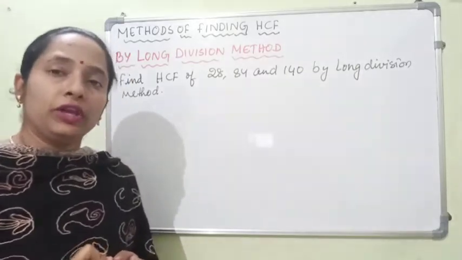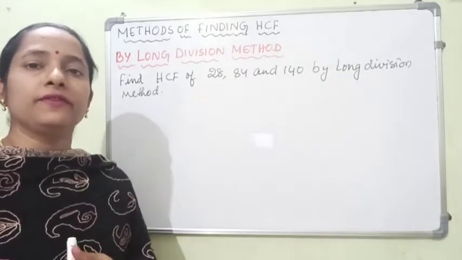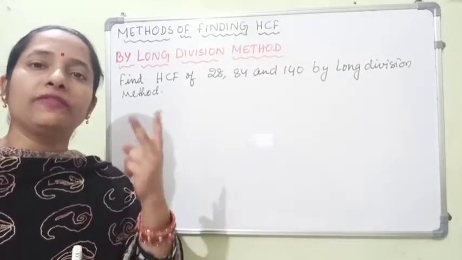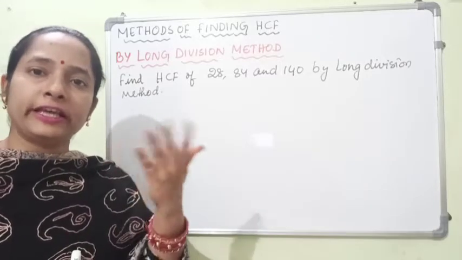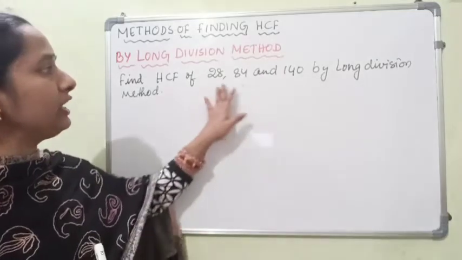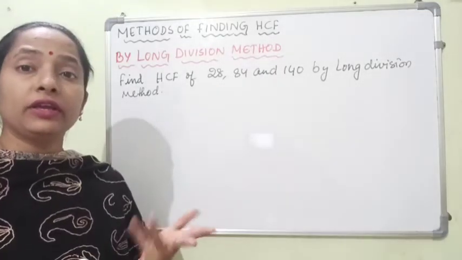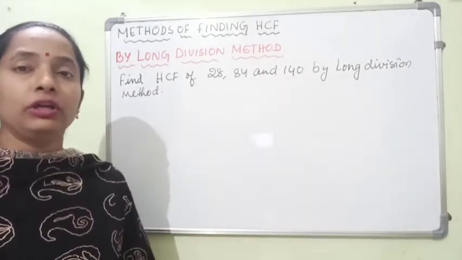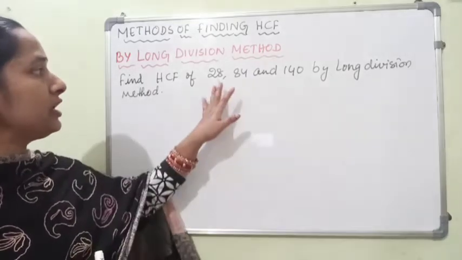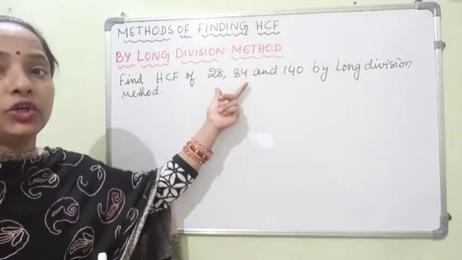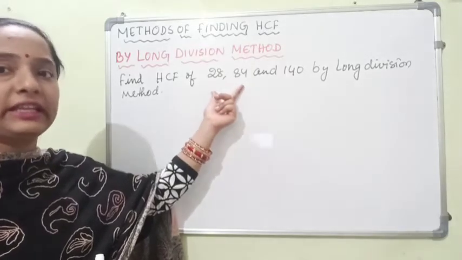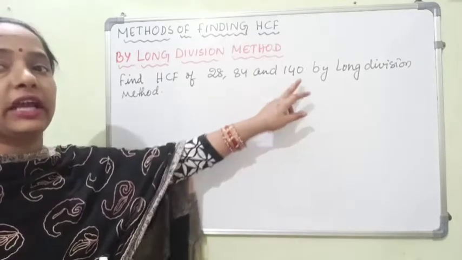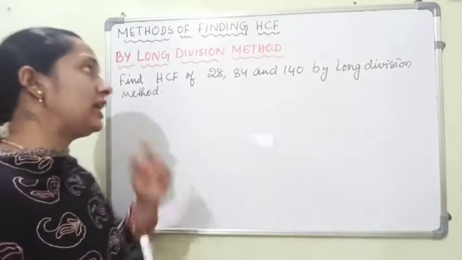Already we know how to divide, and in the division chapter we know how to divide any two numbers only, where the divisor is always smaller than the dividend. So here we have three numbers, and how will we divide them together? First we will divide the first two numbers to find their HCF, and whatever HCF you get, with that you will again divide the third number. So let's see how to do it.